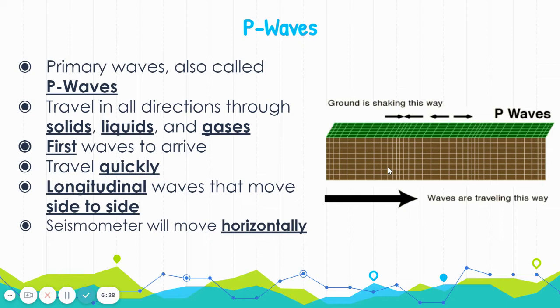They travel very quickly. We call them longitudinal waves, and they move side to side. So you can see that this shaking is going to compress and expand the ground, right? It's not the up and down motion. It's the side to side motion that is going to move through the crust. For the seismometer, when we look at that instrument, it is going to move horizontally for P waves.